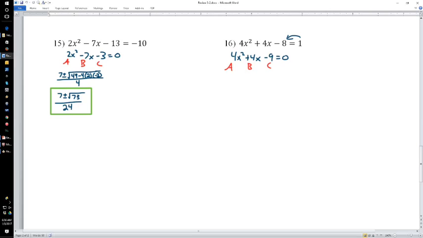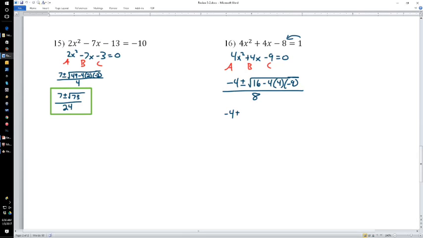So b is 4, so flip the sign. Negative 4 plus or minus the square root of b squared. B is 4. 4 times 4 is 16. Minus 4 times your a value, which is 4, times your c value, which is negative 9, all over 2 times a. So 2 times 4, which is 8. I almost wrote 16, which y'all would have loved me for that.